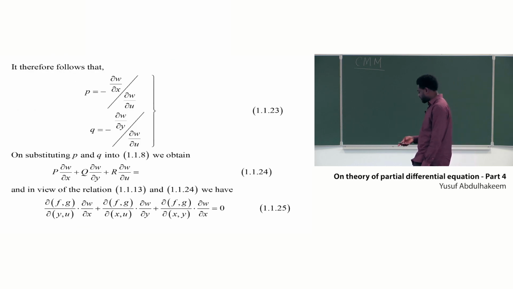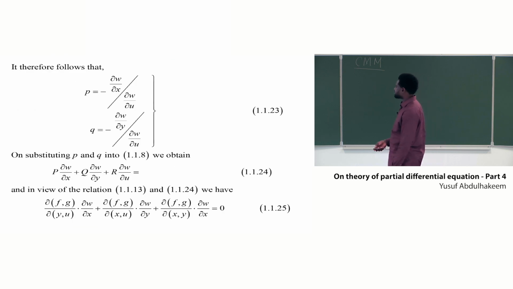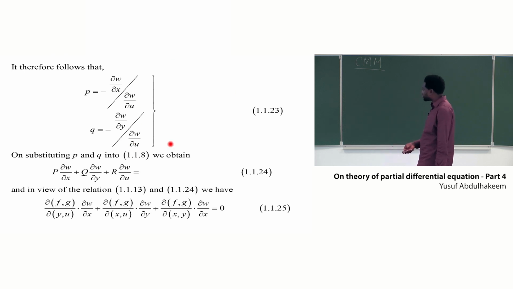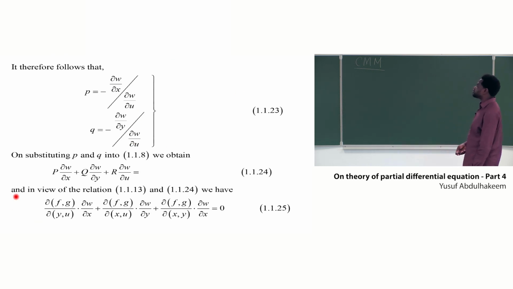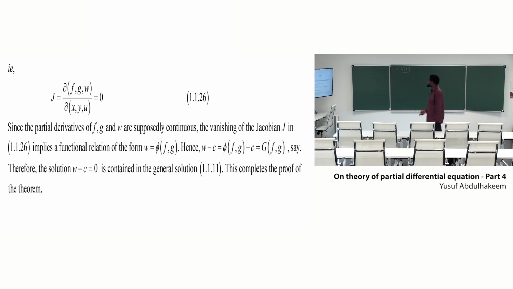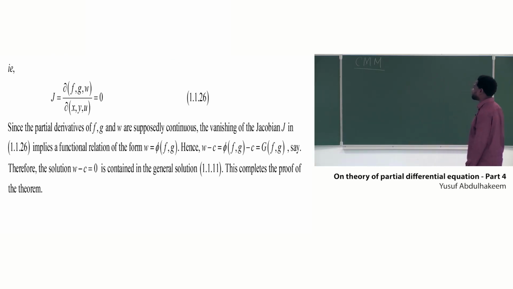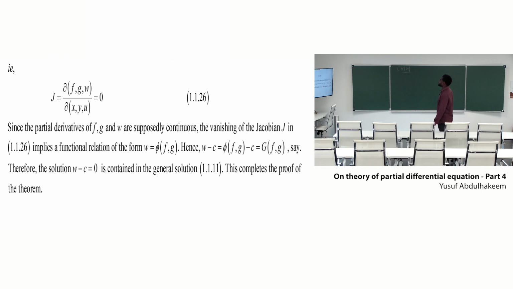Then we say that for this particular equation here to be satisfied, p will have to take this value, and q will have to also take this value. We substitute them back into that equation, and we saw that it was equal to 0. So in view of that, we're able to arrive at what we have here in 1.1.25. Then we say that our Jacobian is this. Then since the partial derivatives of f, g, and omega are continuous, the vanishing of the Jacobian J implies a functional relation of the form omega equal to phi of f comma g.